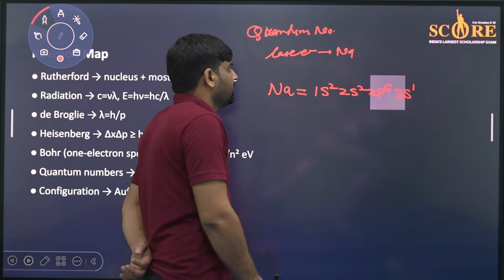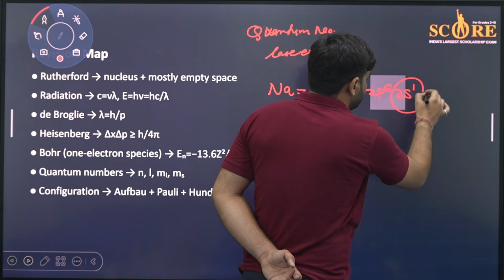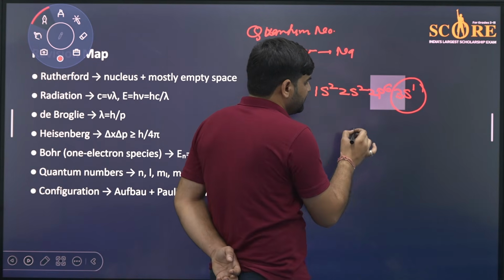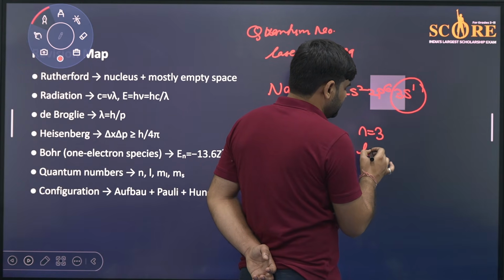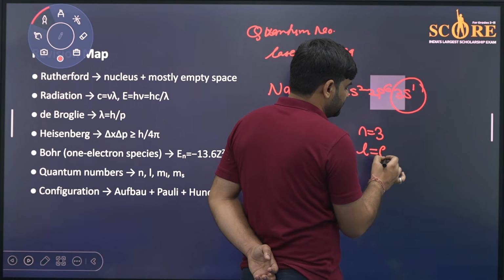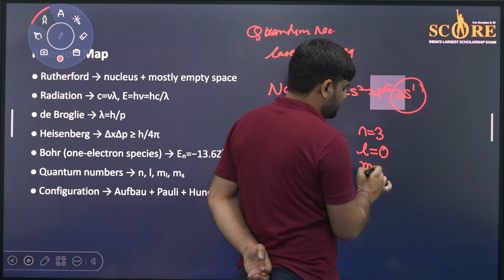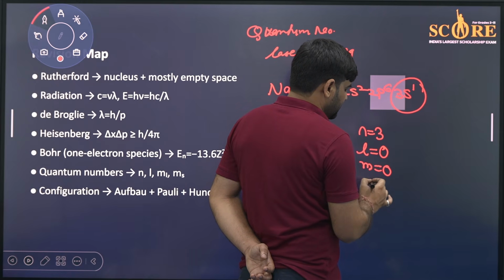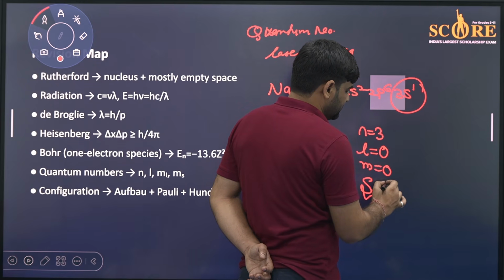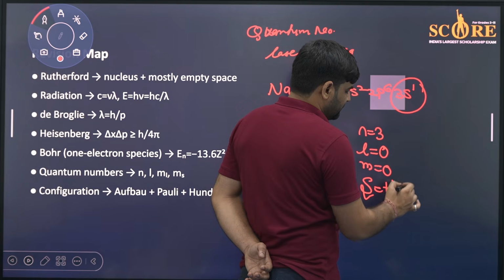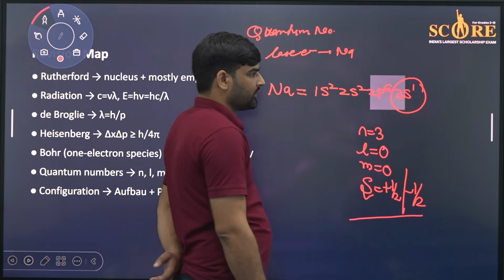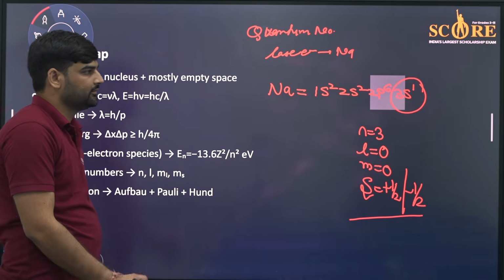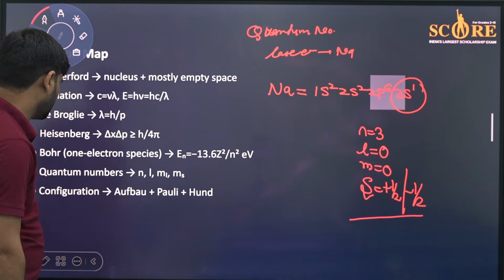So the last electron is this. Principal quantum number equals 3. Azimuthal quantum number equals 0. Magnetic quantum number is 0. Spin quantum number is plus half and minus half. So this is a simple basic question.